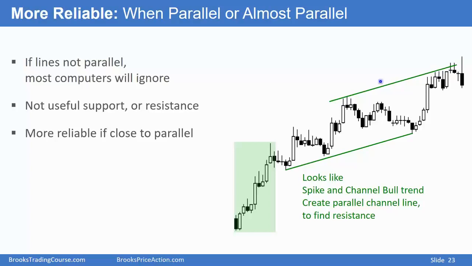The closer the lines are to parallel, the more computers will use them, and the more likely they will create support and resistance. Resistance at the top of the channel. The market repeatedly is trying to break above it and failing.